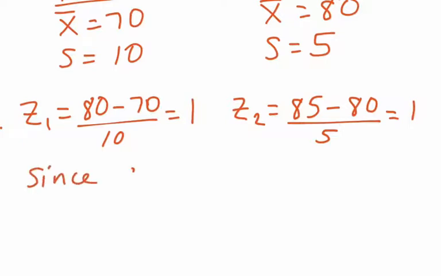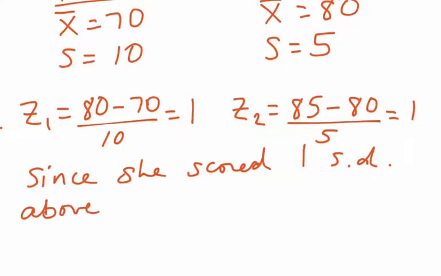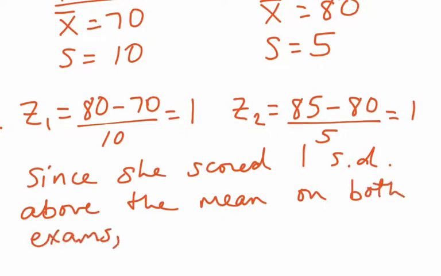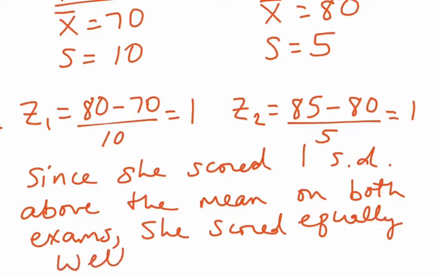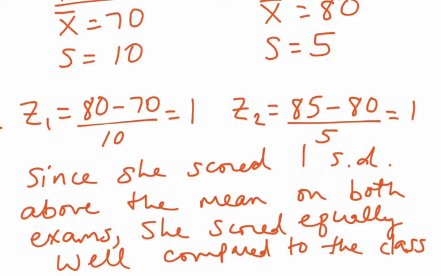Since she scored 1 standard deviation above the mean on both exams, we'll say that she scored equally well compared to the class. And so that's basically what a z-score does: it gives you a way to compare two different distributions.